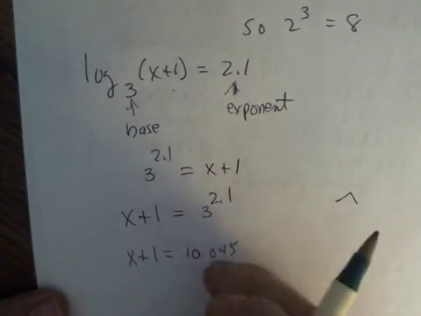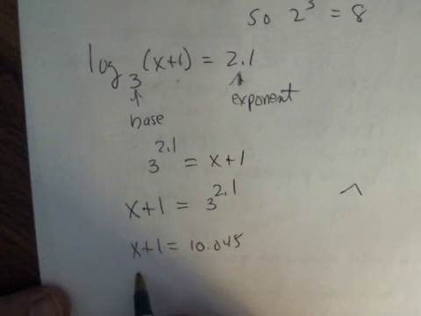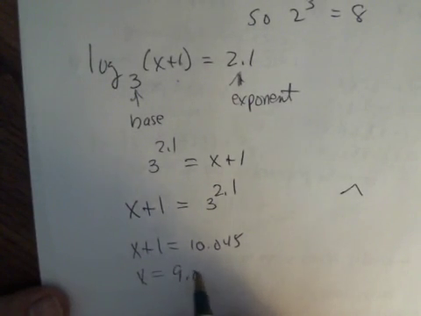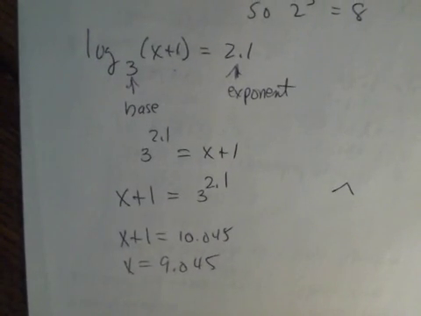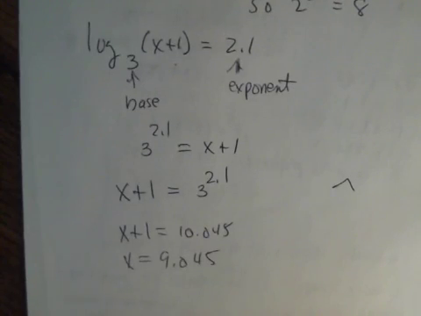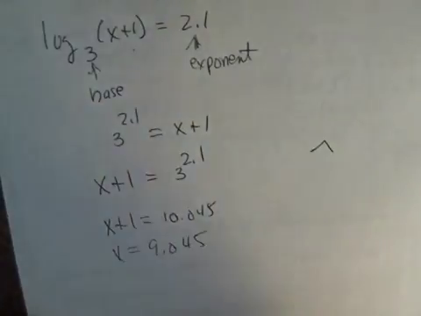So again, I'm simplifying vertically. Then I subtract 1 to get 9.045, and that's my x. Okay? So just keep in mind that when you're solving logarithms, you change them to exponential equations.